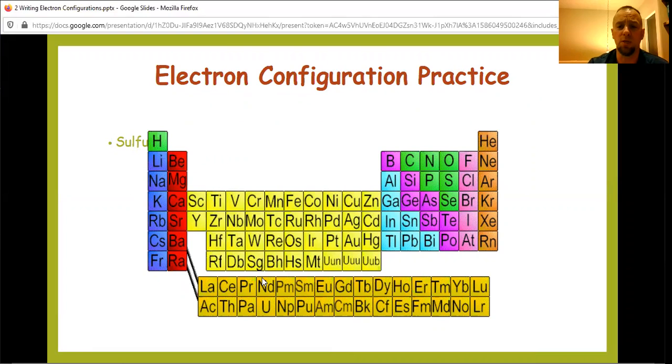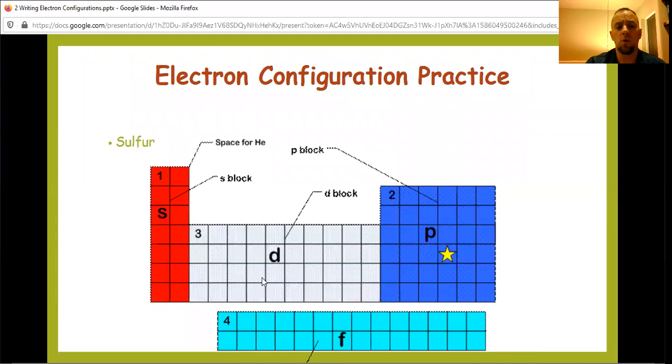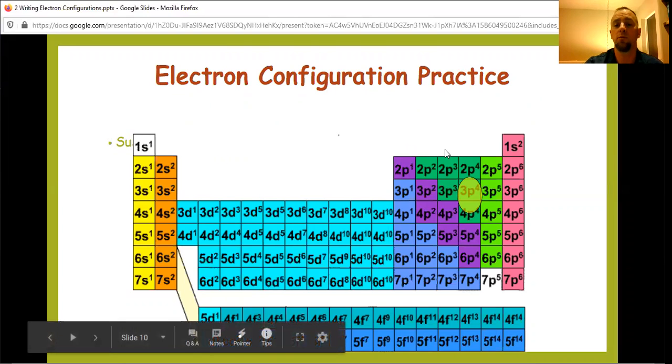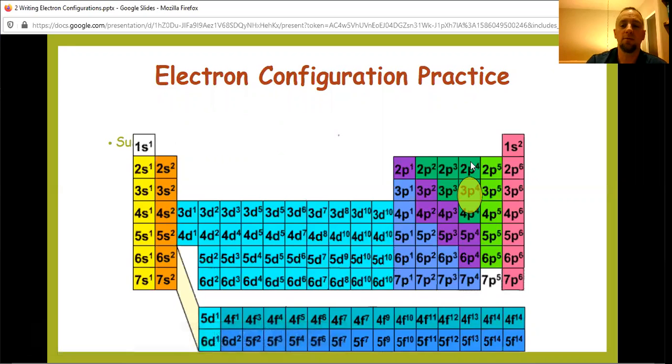Sulfur, also located in P block, right here. What energy level is that located in? Right. Okay, so it's going to be the 3rd energy level, and it's in P block and the 4th group. Okay, 1, 2, 3, 4. If you notice, all of these have 4 electrons in the p orbital. Okay, so the address for this is 3p4 for sulfur.